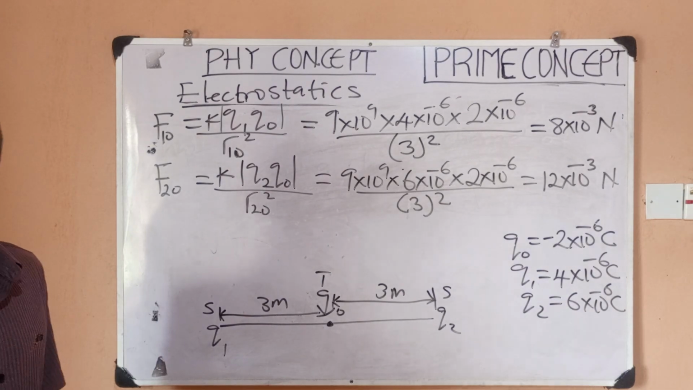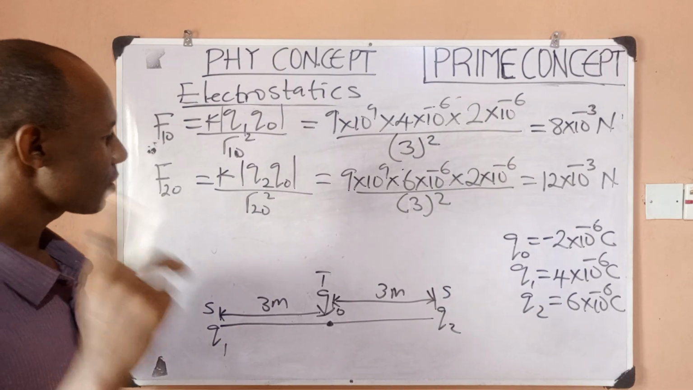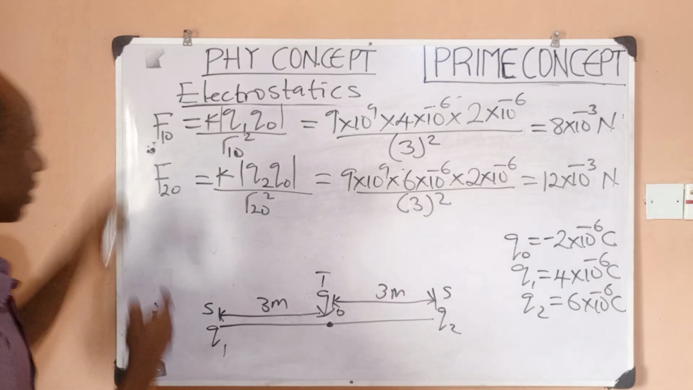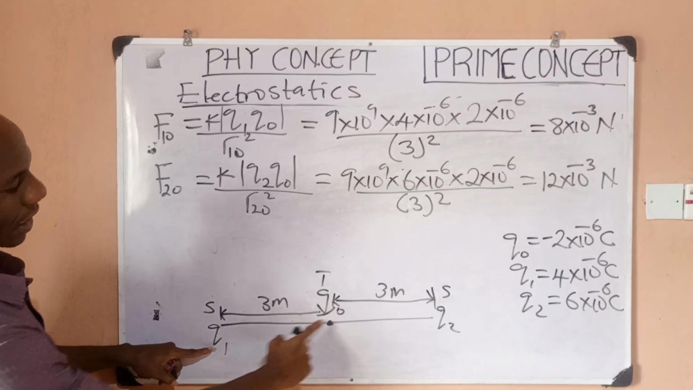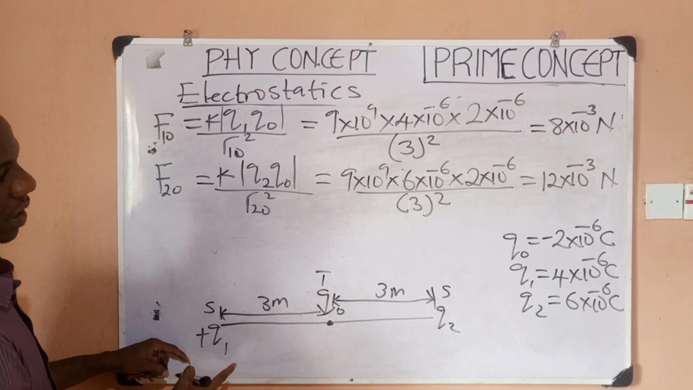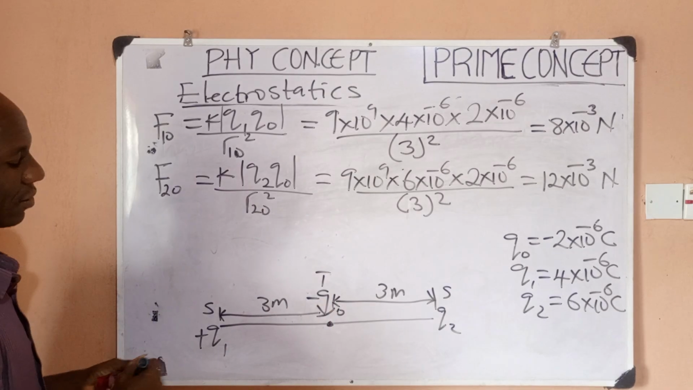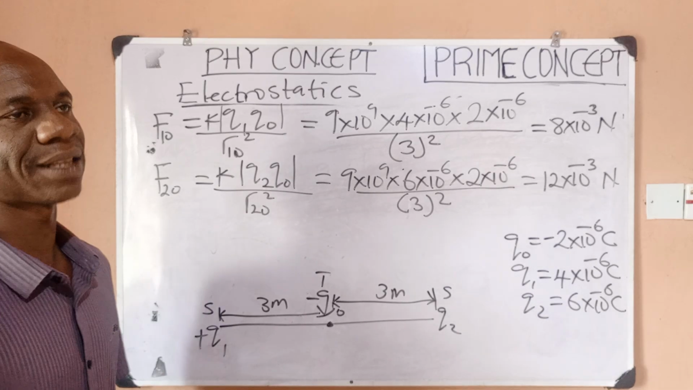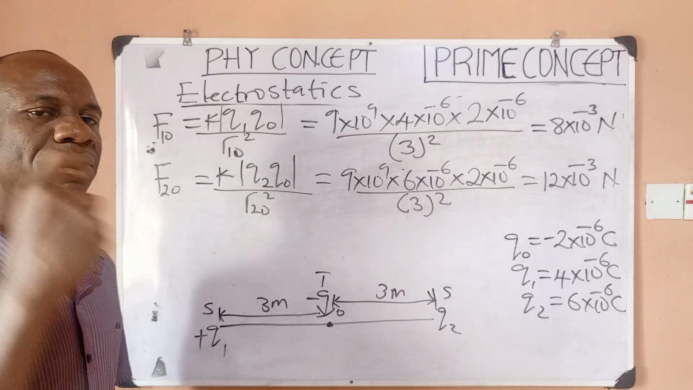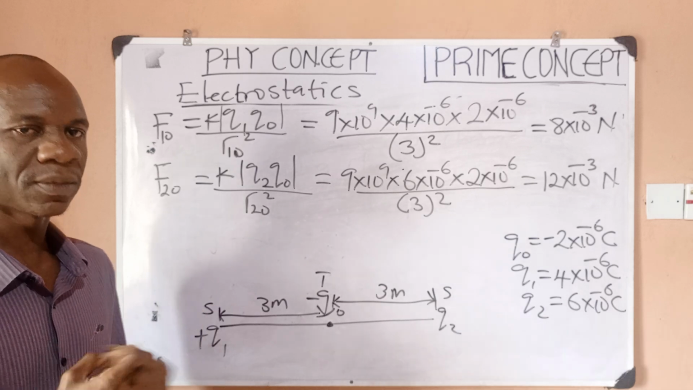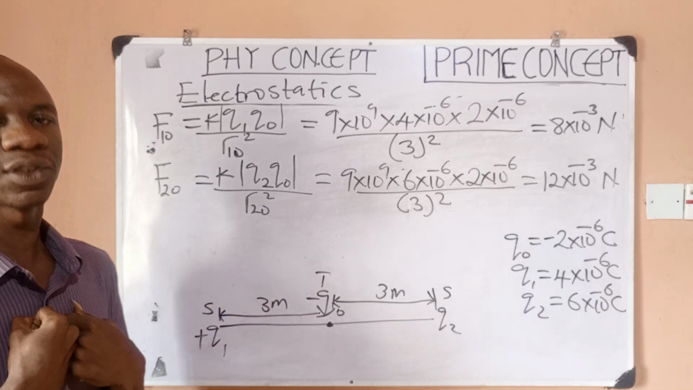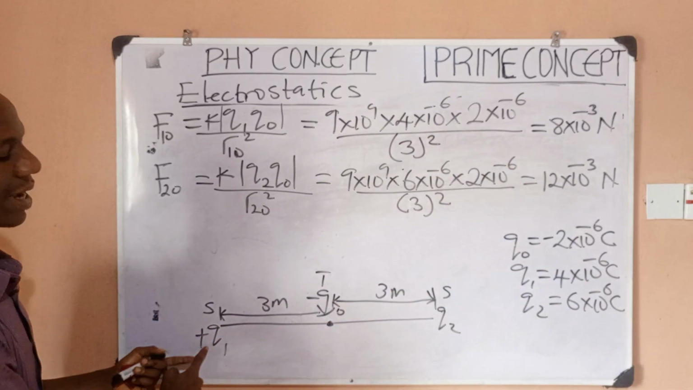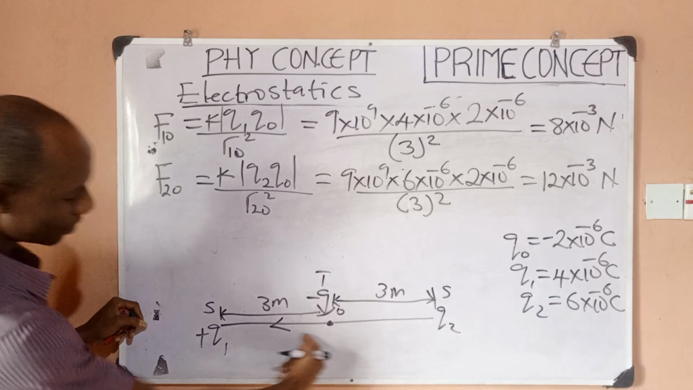And the next thing we want to do is to find the net force. For us to get the net force, we need to determine the direction of this force and the direction of this force. Now let's start with the first one, F10. Remember, Q1 is positive, but Q naught is negative. So when you have positive and negative, what kind of force would exist there? It is a force of attraction. And remember, attractive force is always attracted to the source. Repulsive force is repelled away from the source. So what we have here is an attractive force, so it will point to the source.